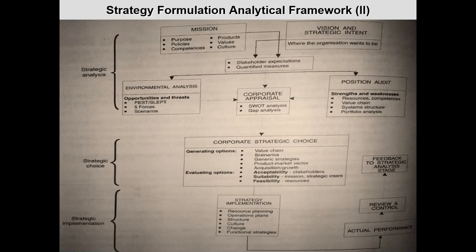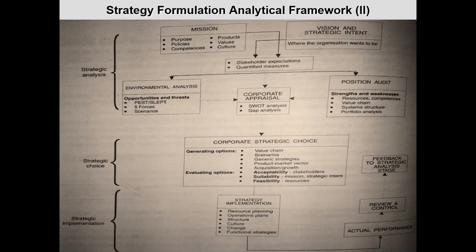So once the stakeholder expectations are developed, once the quantified measures are developed, once the mission and vision are clear and well communicated, the next step would be environmental analysis, which would be counting upon opportunities and threats, including the PEST analysis, Porter's 5 forces, and developing different scenarios. And in terms of position audit, we need to talk about strengths and weaknesses, which focus upon resources, competencies, value chain, systems and structures, and portfolio analysis of the firm. So these are all the position audits we need to focus upon.